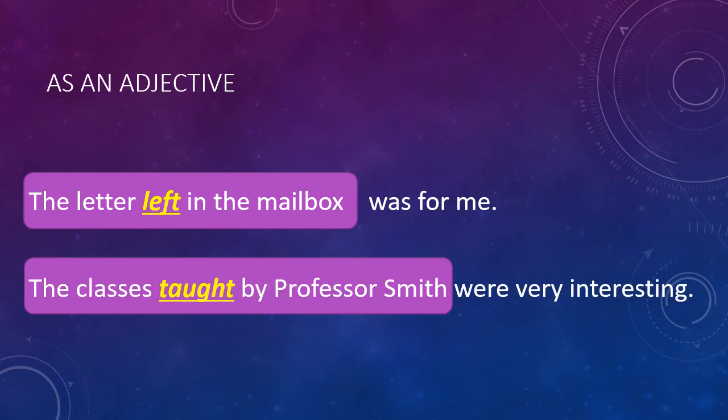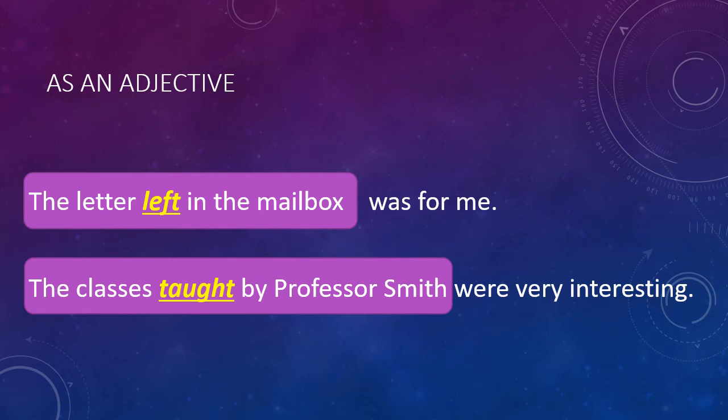Another example is: the classes taught by Professor Smith were very interesting. Again, were here is the verb of the sentence. So you cannot have another verb because there is no connector in the sentence. So taught here should not be a verb. It should be the adjective modifying the word classes. Which classes? The classes taught by Professor Smith.